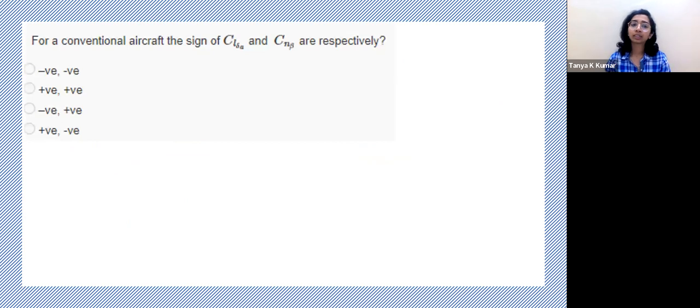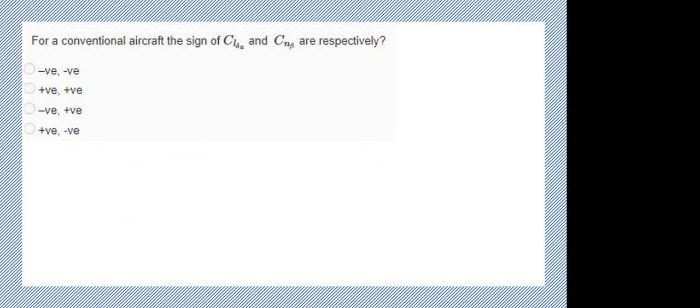Then there was a question in the forum. This question was from, I think, assignment 5. We had discussed this, but there is some confusion. So I thought we'll just go over this again. For a conventional aircraft, the sign of CL delta A and CN beta are respectively. Can someone try to recall what you've answered? Second option, ma'am. Second option, yes.